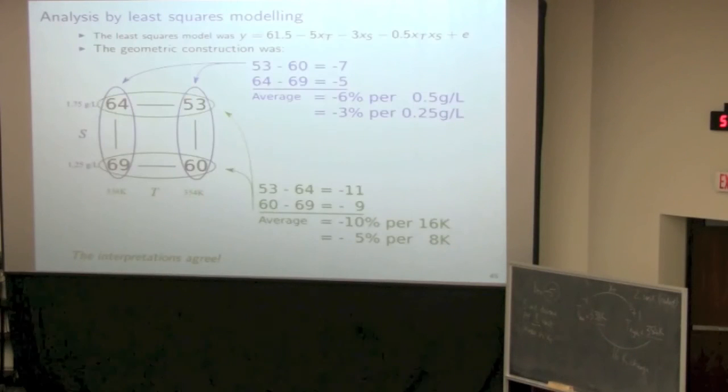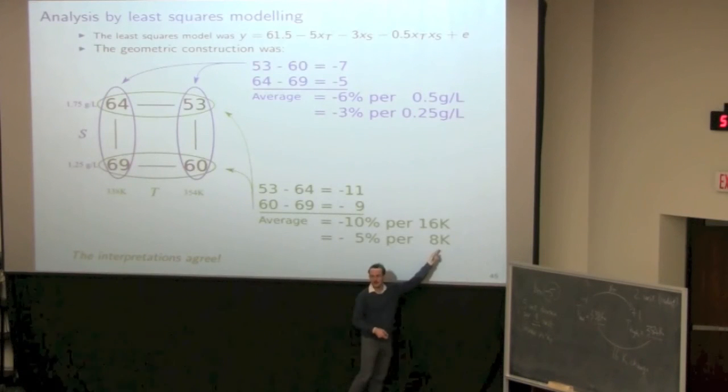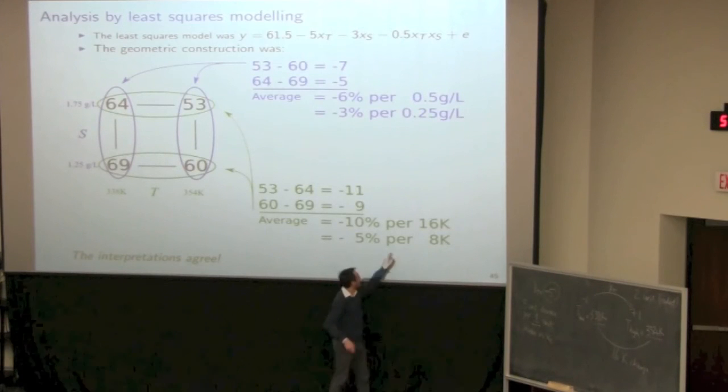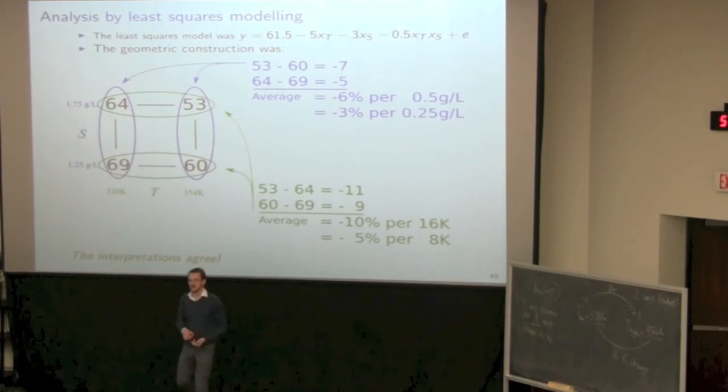Just to put that all in perspective, let's go back to this calculation we saw earlier, and let's look at temperature in that. We said here, when we changed our temperature from 338 to 354 Kelvin, we know it was a 16 Kelvin change, we jumped here on the lower level by 9 units. At the higher level of substrate, we jumped by 11 units. So we had an 11 unit change. We said that on average is a minus 10% drop per 16 Kelvin change. But I told you, let's report half of it. Let's not report the full amount. So I said, let's report that as a minus 5% change per 8 Kelvin. And now you can probably see why we did that. This minus 5 over here corresponds exactly to the minus 5 from the least squares.